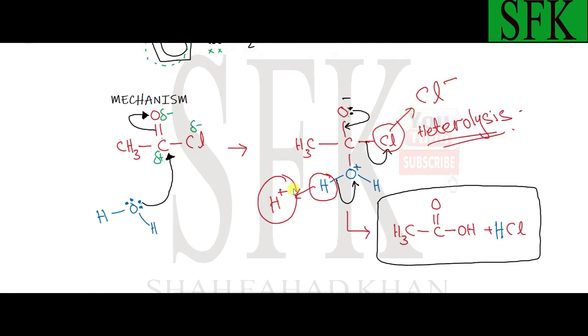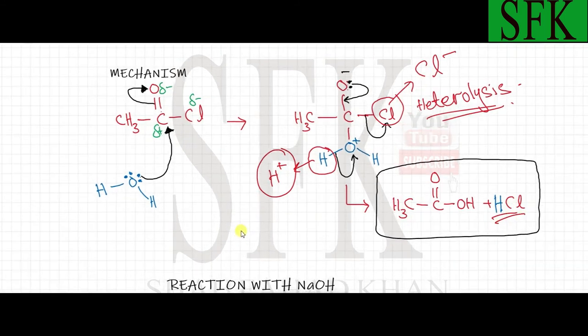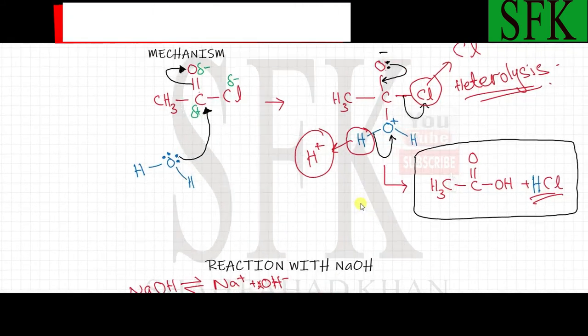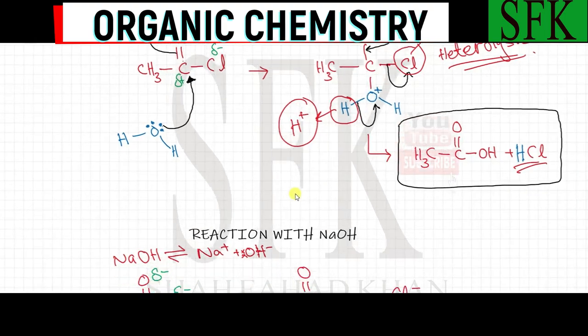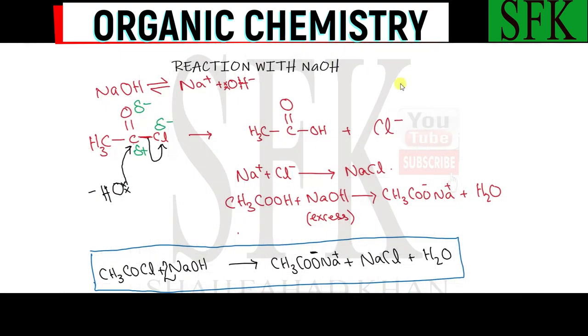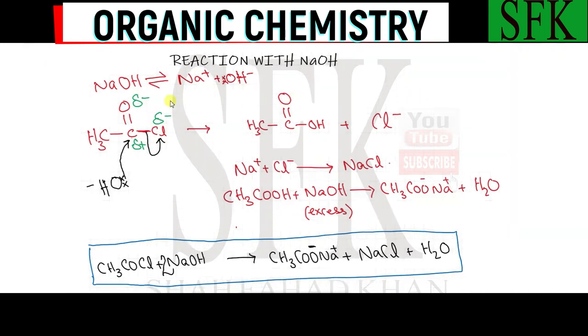As a result, this H positive combines with the Cl negative, forming HCl molecule over here as a byproduct. And the molecule that is left is our carboxylic acid over here. Okay, so this was the detailed mechanism with water. Now let's talk about the reaction with NaOH.